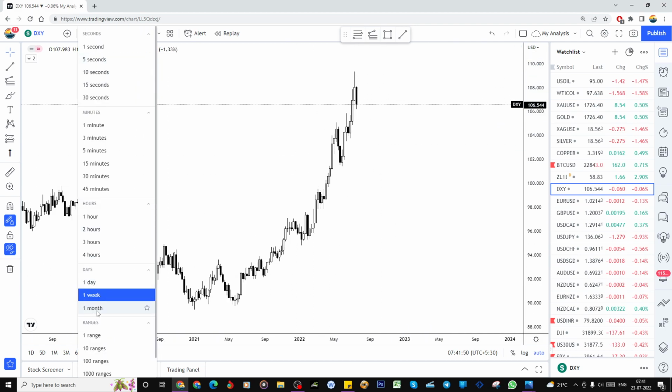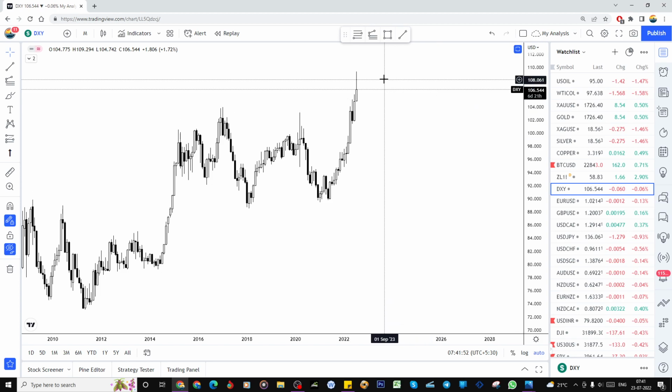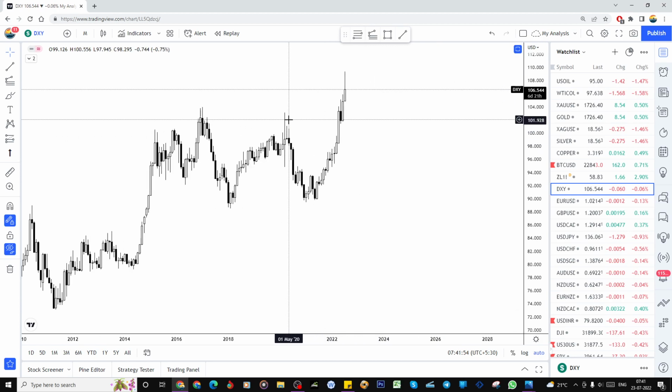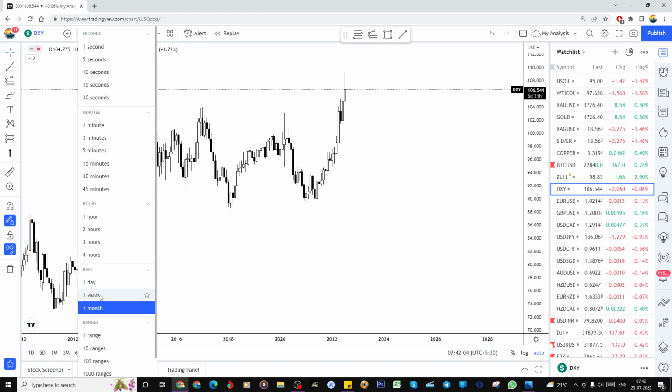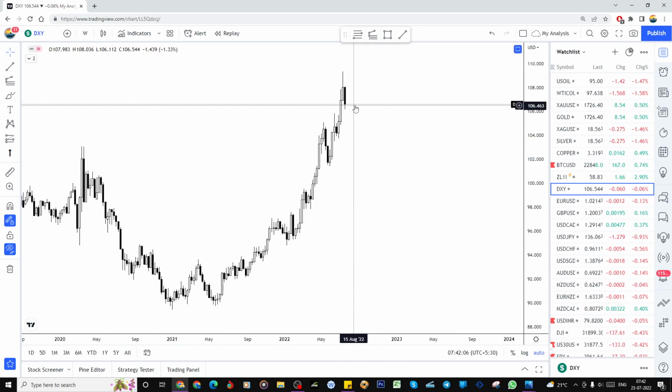If we see the monthly, there is selling pressure like this, but there is still another week to go, so we have to watch this zone in the monthly as well as the weekly. Sometimes this looks like profit booking also, and here it looks like only a three-wave structure.